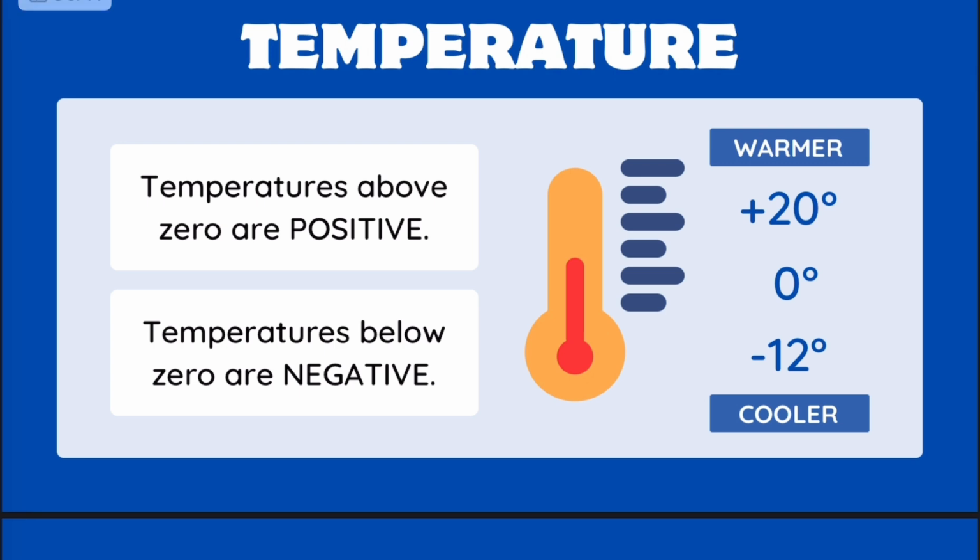For example, temperature. Temperature sometimes is so cold that 0 is not enough to describe how cold it is. So sometimes temperatures are colder than 0, below 0. So temperatures that are above 0, that's what we call our usual positive temperatures. But when it's below 0, that is when temperatures become negative.